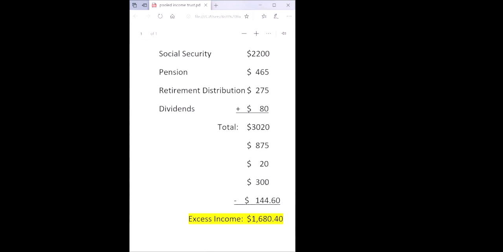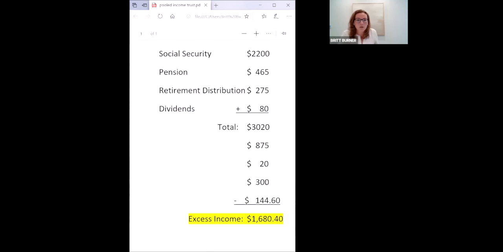Okay, last question. Can the $144.60 be deducted from pool? The $144.60, yes, that is deducted. So really what would happen for most people is when you are seeing the income coming into your bank account, your $2,200 would have already been less than $144.60. So it's $2,200 minus $144.60 is actually what your Social Security deposit in your bank account is. And then yes, that is a premium. So again, that doesn't go into the pooled income trust.